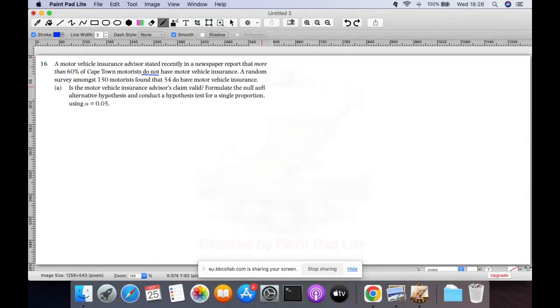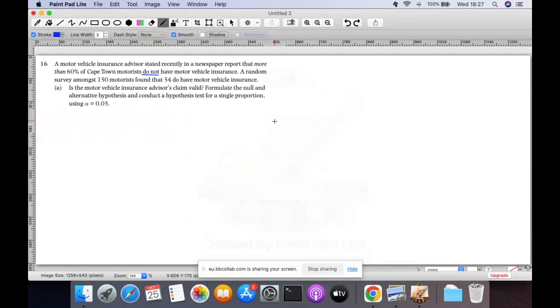Okay. A random survey amongst 150 motorists found that 54 do have motor vehicle insurance. So there, the claim is in terms of how many do not have vehicle insurance, but the data tells you how many do have insurance. So just keep that in mind, right? That's going to create a bit of trickiness to this problem, which is why I underlined that part in blue.